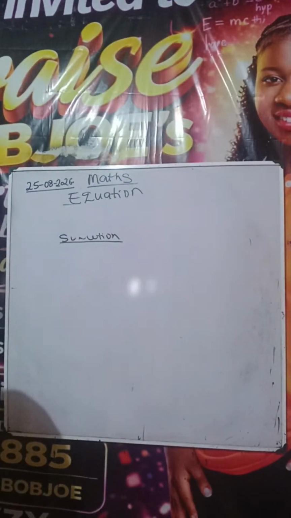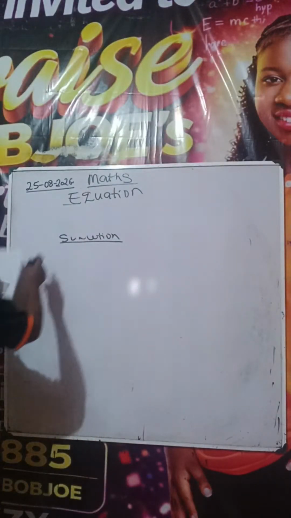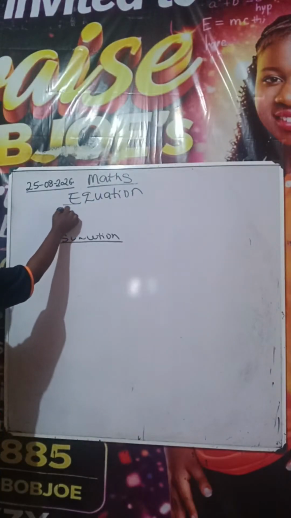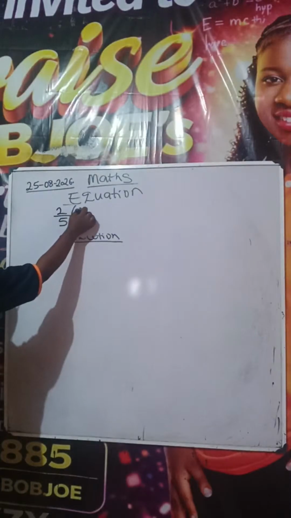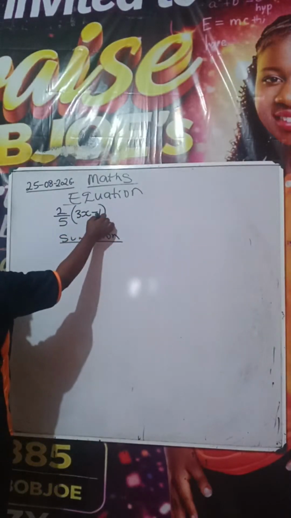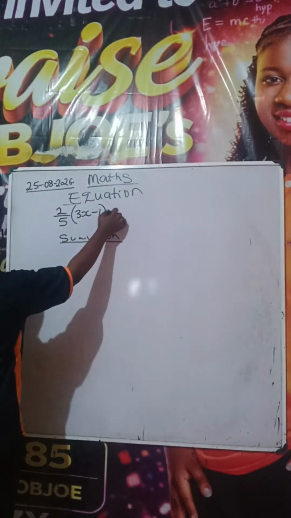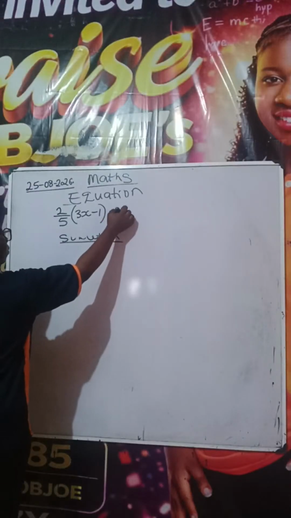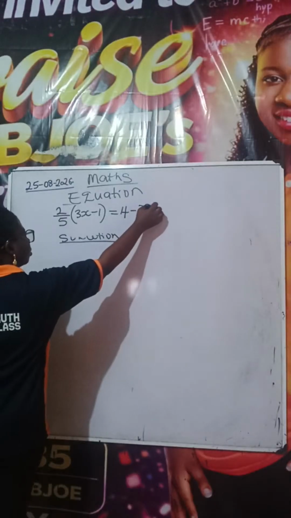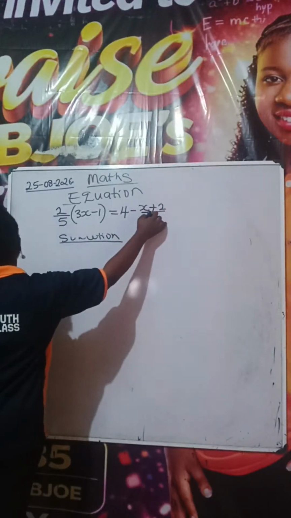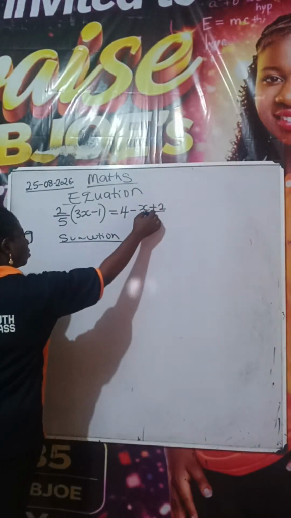So let's try another one. Let's see. So look at this. I have 2 over 5 multiplying 3x minus 1 is equal to 4 minus x plus 2 all over 2.